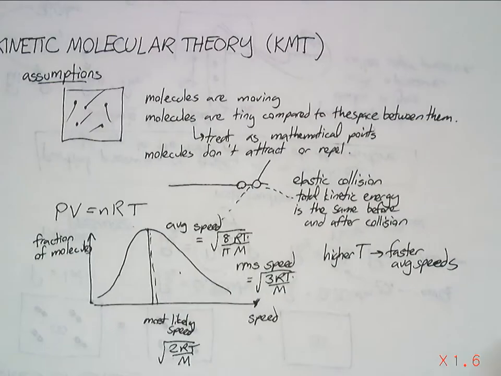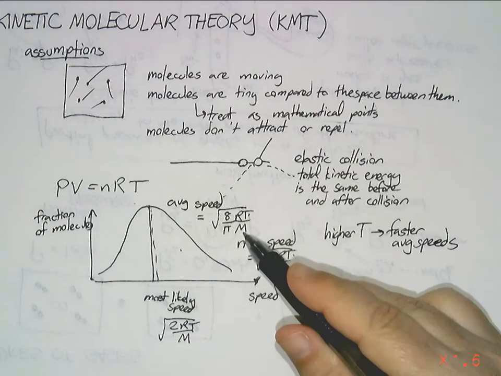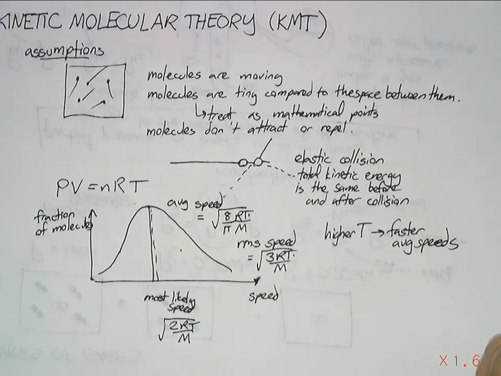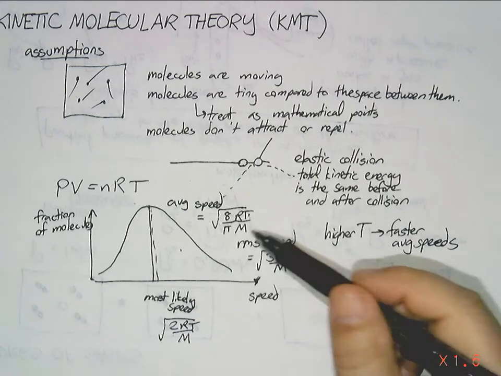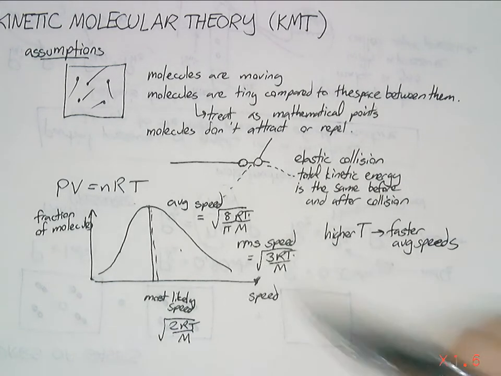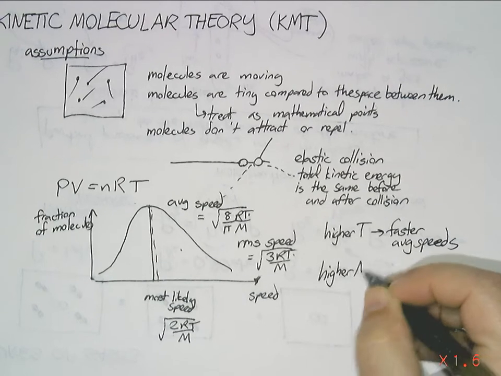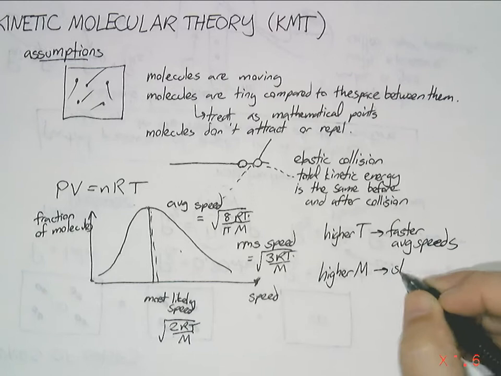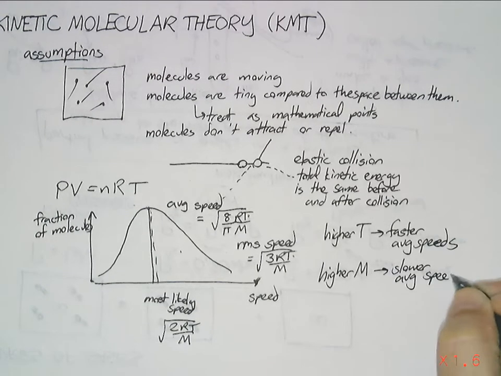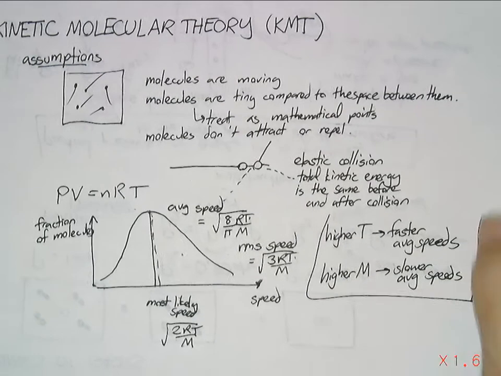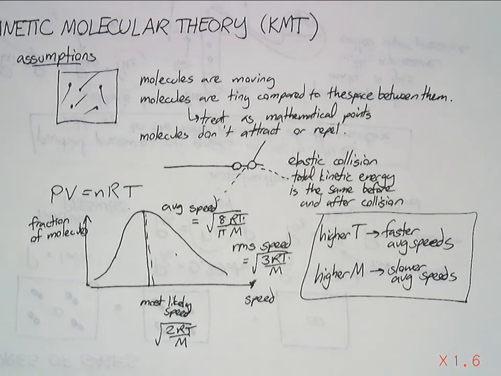That's one thing I want you to see from these equations here. And what about the molar mass? How does that affect the average speed of the molecules? If you leave the temperature the same and you make the molar mass bigger, it's on the bottom here, it's going to make the average speed go down. So if you have a higher molar mass, slower average speeds. This is what I do want you to know about how average speeds are related to temperature and molar mass.